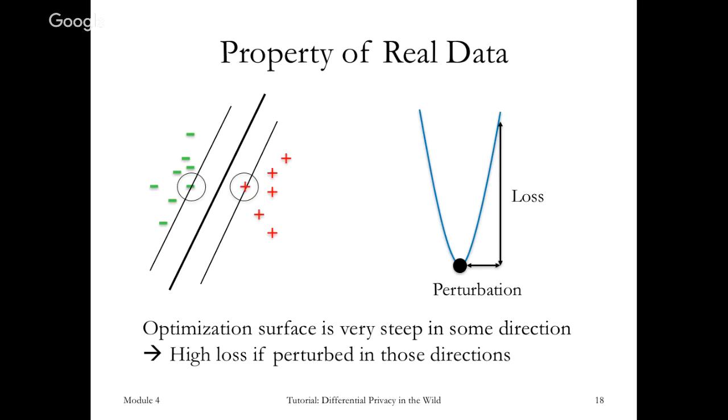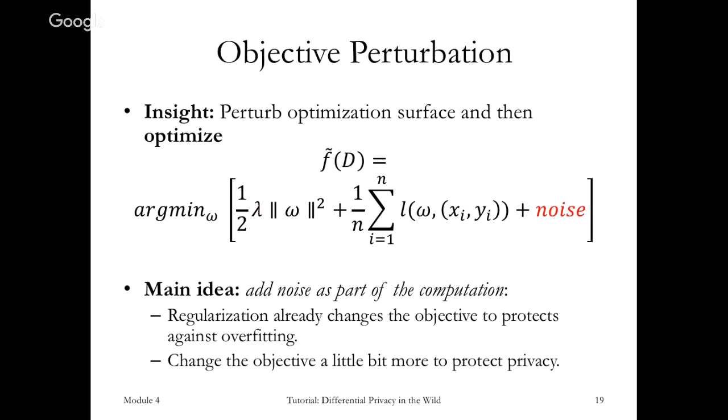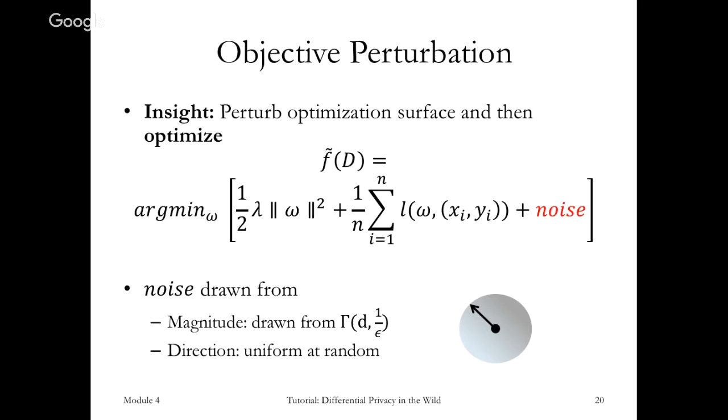So there's a different approach: instead of injecting noise into the output, you add noise to the objective function. In other words, you can perturb the optimization surface. The idea for this approach is that adding noise is part of the computation. You already add the regularizer to prevent overfitting, so why not add additional noise to ensure privacy? Similarly, noise can be drawn from the gamma distribution, but the variance of this noise is no longer independent of the sensitivity.